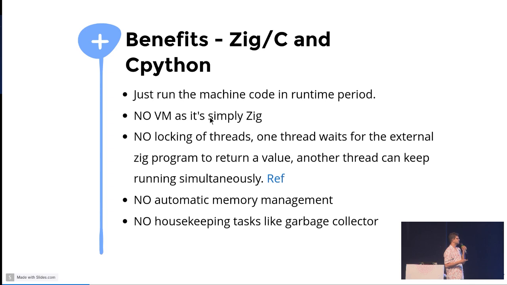Then what are the benefits? I have already iterated: there's no VM. It's simply your machine code that directly runs on the CPU. And there's no garbage collector, as in there's no overhead of automatic memory management. But the trade-off is that you need to control allocating and deallocating the memory, so the overhead falls on the developer. But to make applications faster, you can avoid garbage collection.